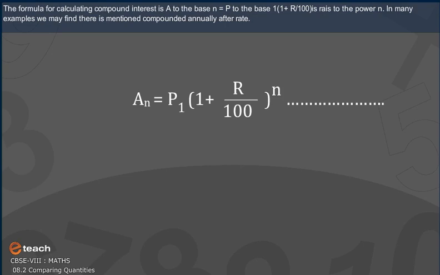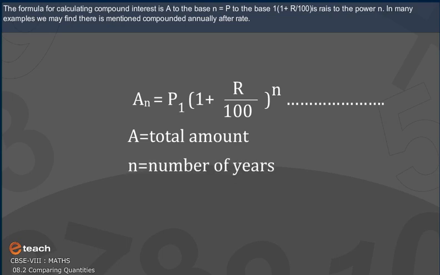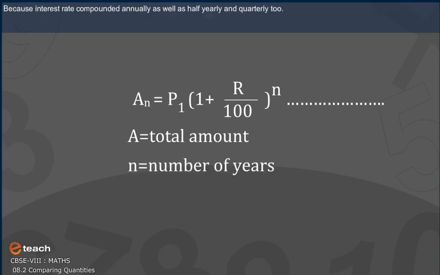The formula for calculating compound interest is A_n equals P times (1 plus R divided by 100) raised to the power n. In many examples, we may find it mentioned "compounded annually" after the rate, because interest can be compounded annually as well as half-yearly and quarterly too.